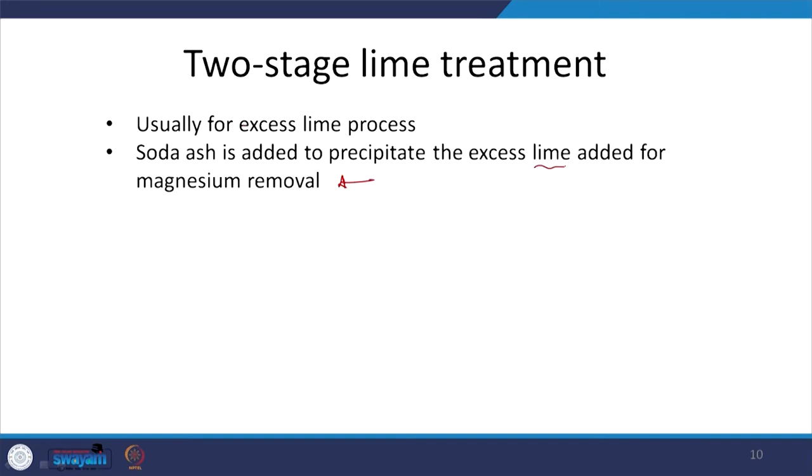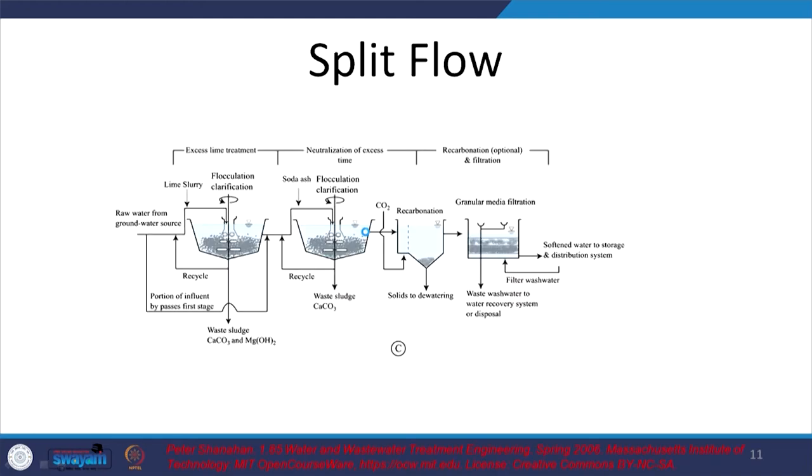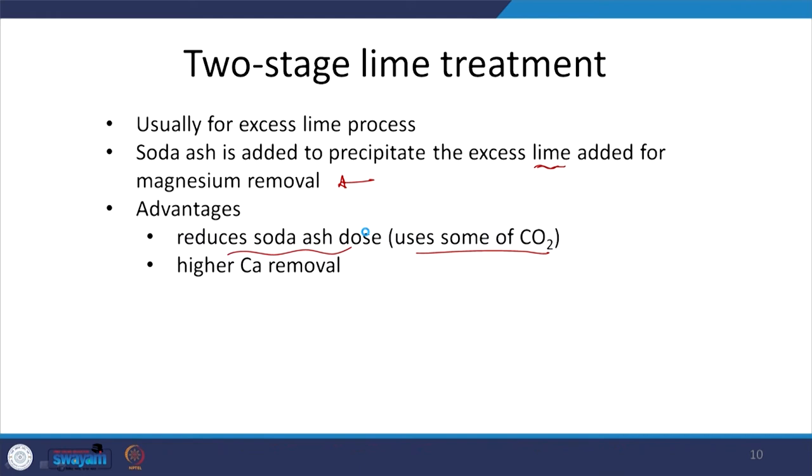Let's move on. Usually for the excess lime process, this is something we already looked at. If I added calcium in the form of lime, I have to remove that. So what are the advantages? Because I am using carbon dioxide in the first stage recarbonation, it will reduce some of the soda ash dose, and give higher calcium removal. Yes, that's something to keep in mind.